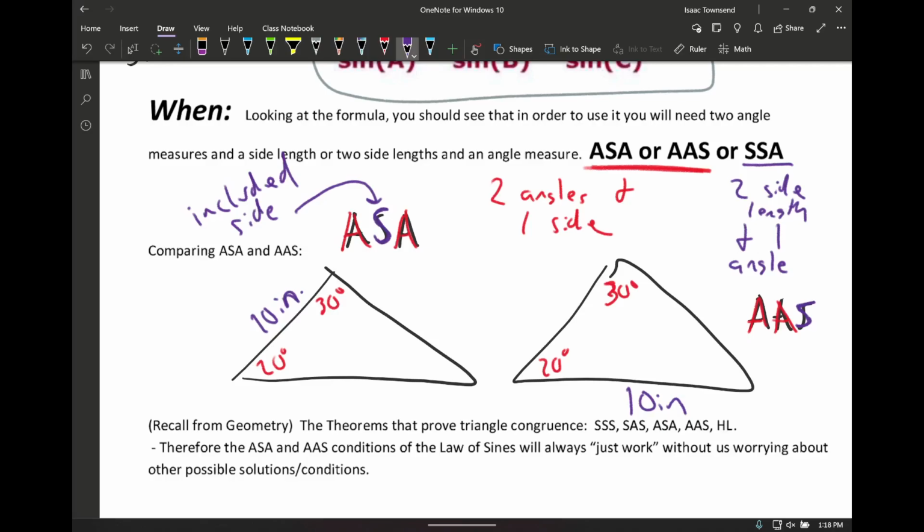Side-side angle sometimes works. Again, this is a little bit of a throwback here. You don't really need to know this for us, but in geometry, the main ones you probably talked about were side side side, side angle side, angle side angle, angle angle side, and hypotenuse leg. These are a way to prove that triangles are congruent. So if I told you to make a triangle with 3 specific lengths, you would all have to make the same exact triangle. There would be no deviation. So that's why these always work, because they prove triangle congruence.